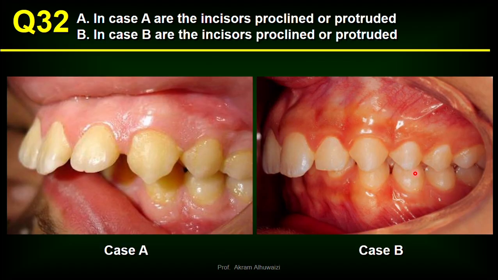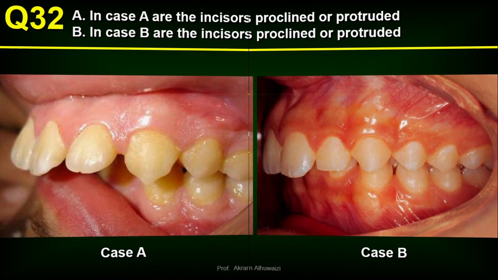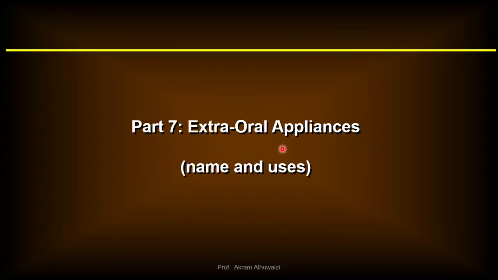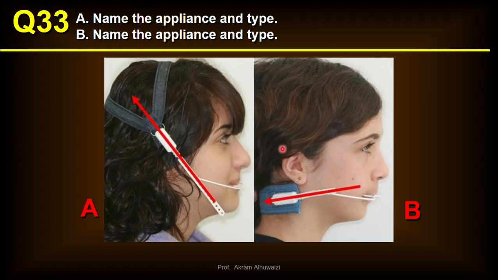The case in A or B. Here in A it's proclined, whereas in B it is just protruded with upright incisors, not proclined. Part 7 is extraoral appliances, and here name the appliance and the type. In A you've got a high pull headgear. In B you've got a cephalometric pull, and here with a face bow. So it's a high pull headgear with a face bow, and here it's a cephalometric pull.